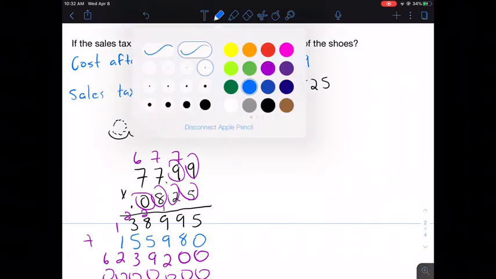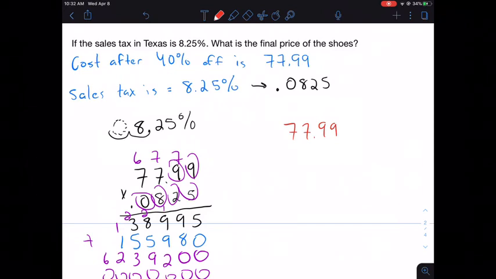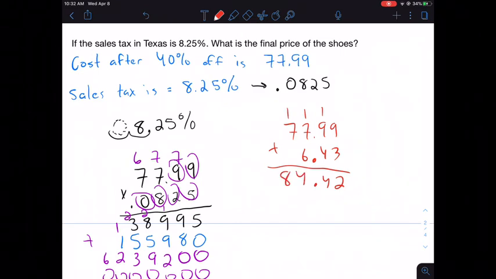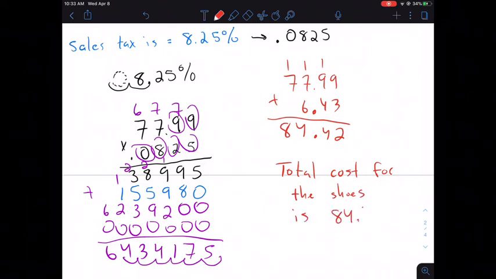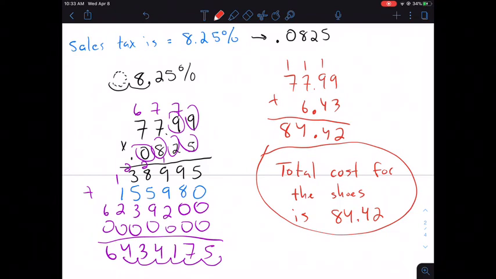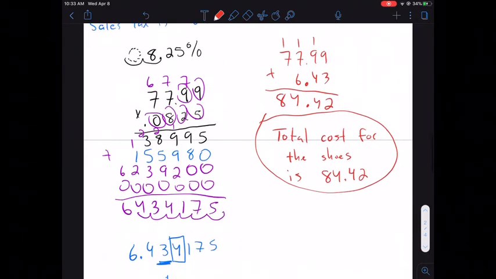So now you have 77.99 plus, line up the points, 6.43. 9 plus 3 is 12. 10 plus 4 is 14. 7 plus 7 is 14. 8. So now the total cost for the shoes is 84.42. This is how much you're going to pay after the 40% off and the sales tax. So when you go to the store, this is how you do the math. If you want to find out before you go pay, this is how you find out how much you're going to pay.